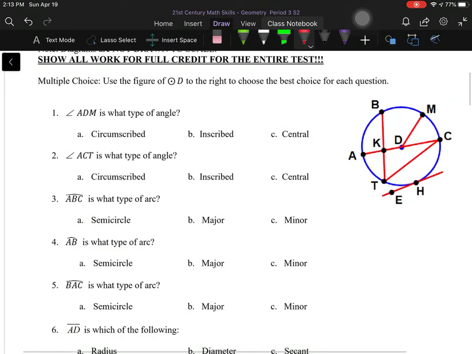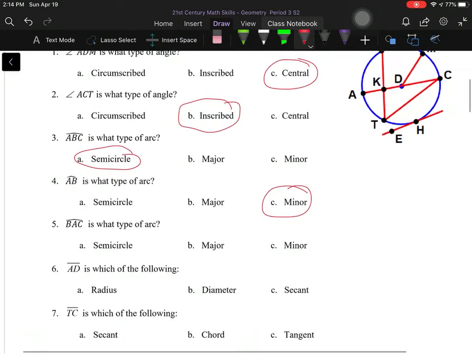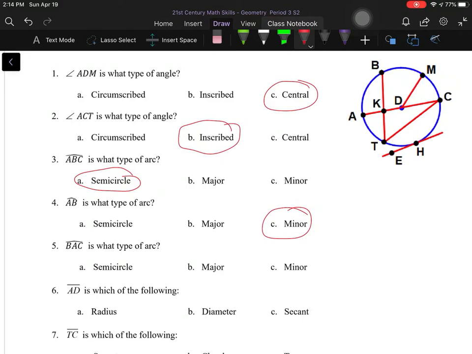Angle ADM, that's a central angle because the middle letter is at the center of the circle. Angle ACT, that's an inscribed angle, because the angle sits on the circle. Number 3, arc ABC. That's going to be a semicircle because it's half the circle. Arc AB is a minor arc because it's less than half. Arc BAC is going to be a major arc because it's more than half.